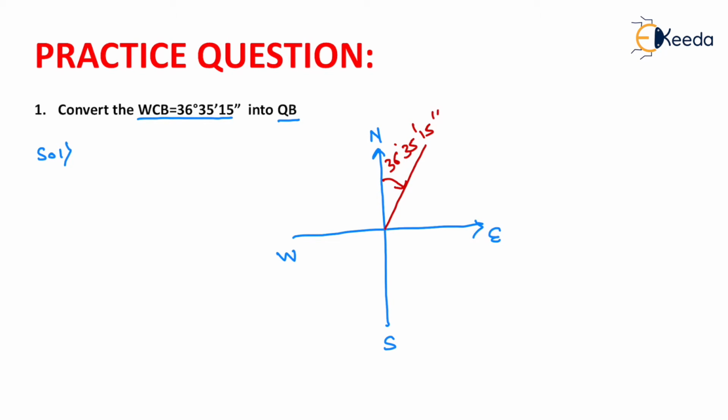Now we know that when the survey line lies in our first quadrant, then the whole circle bearing is equal to the quadrantal bearing. So the quadrantal bearing will be equal to north 36 degrees 35 minutes 15 seconds east. That will be the quadrantal bearing of this survey line.